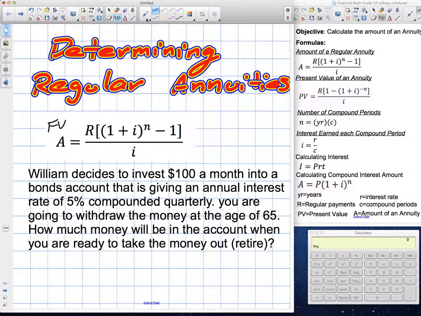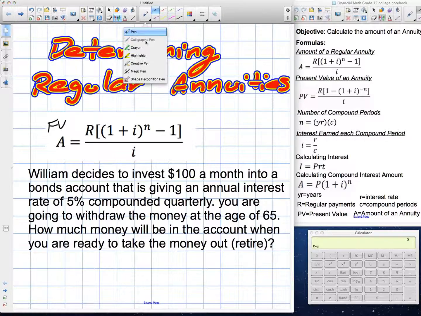R stands for your regular payments. Okay, so that means the amount you're going to put in that interval. You might actually put it in monthly, daily, weekly, quarterly, semi-annually. It doesn't really matter, but regular payments is what that amount is. Our other variables, which are still our I and our N, we know we have our formulas and how to solve those. Those are going to be the same as before.